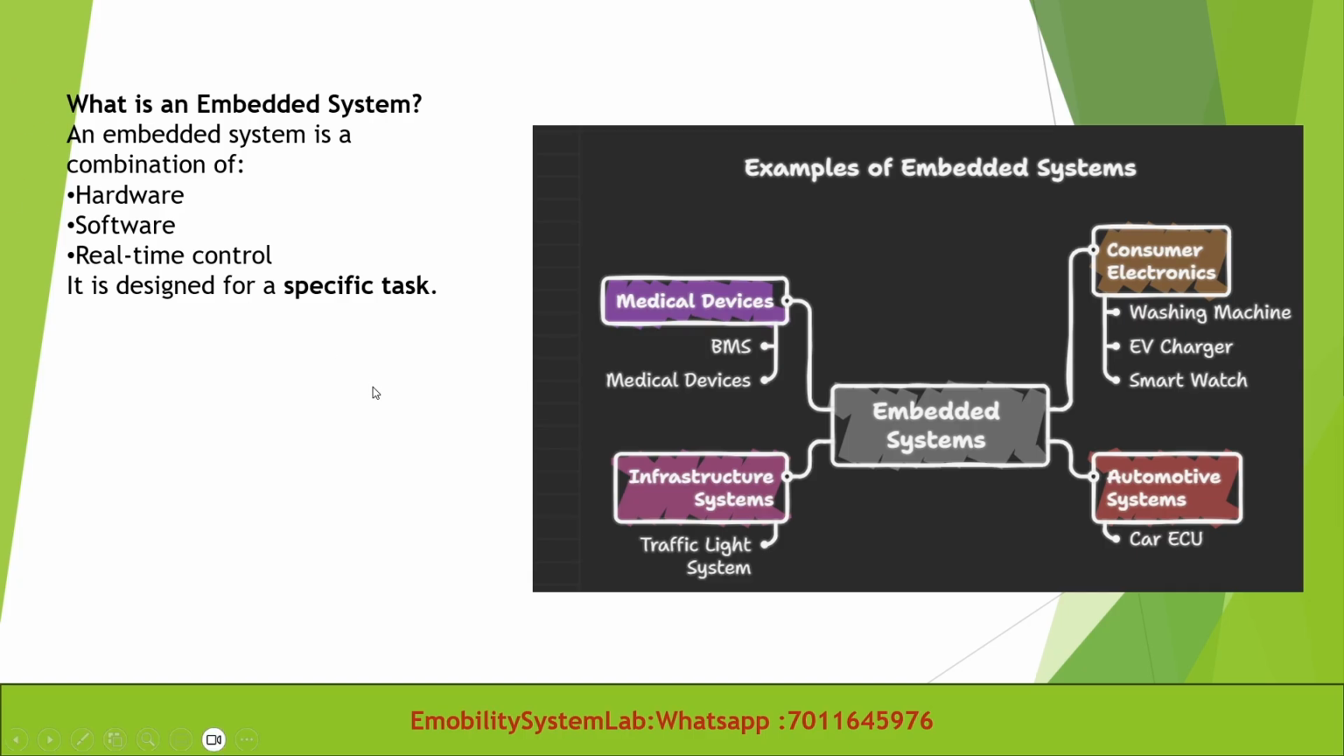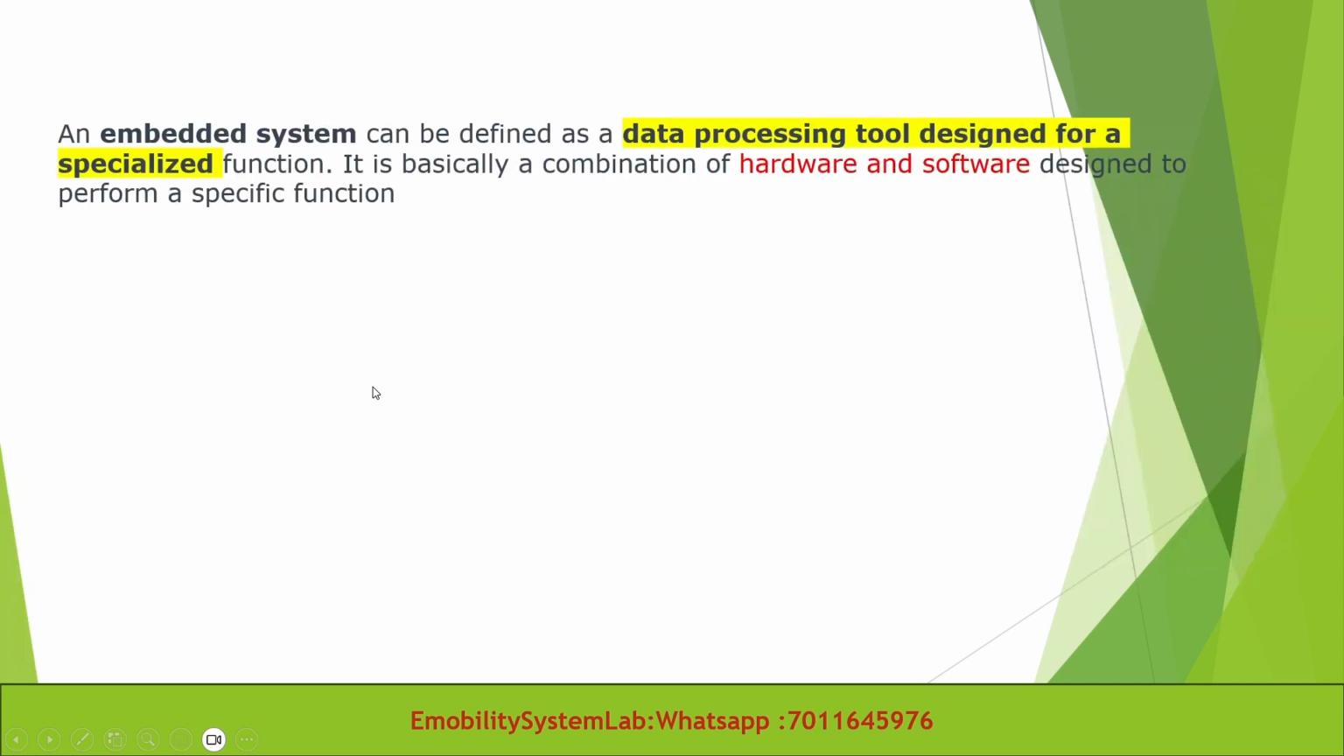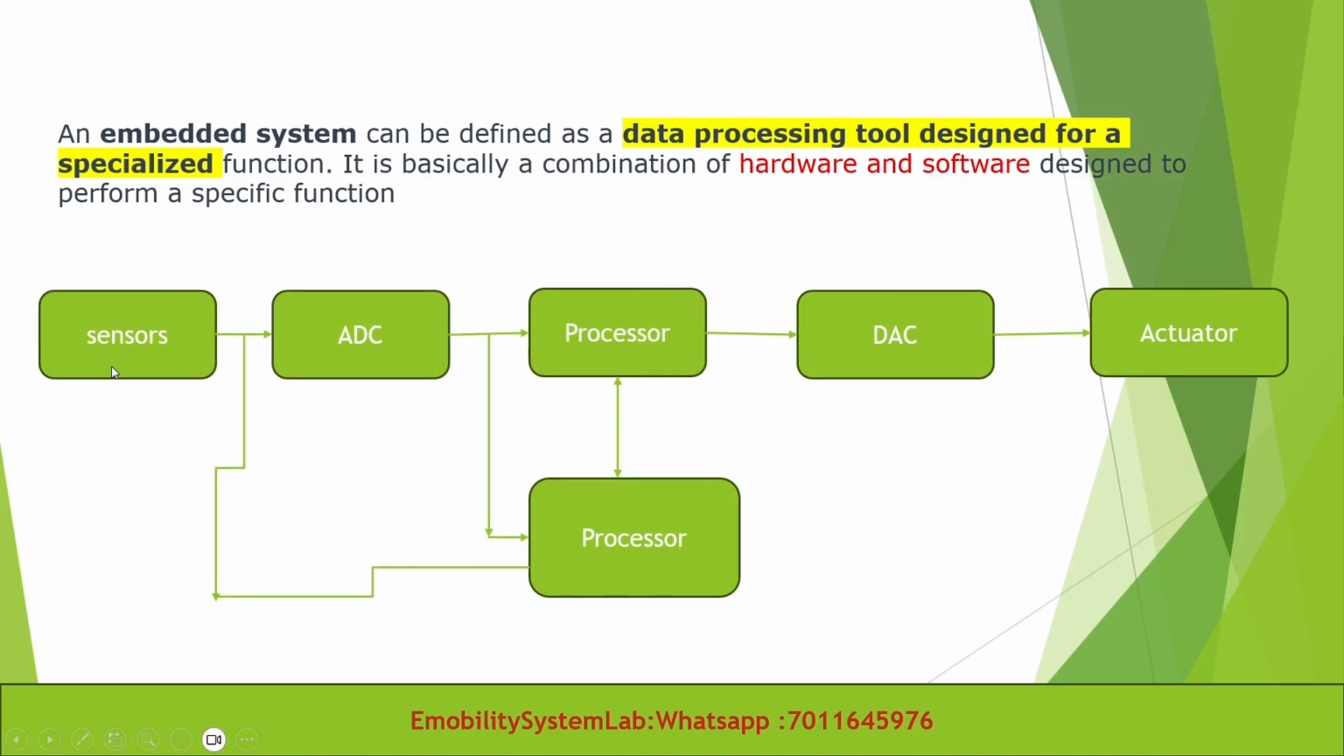So let's move forward. This is the same thing. An embedded system can be defined as a data processing tool designed for specialized functions. It is a combination of hardware and software designed to perform a specific task or function. So let's see how the flow works.